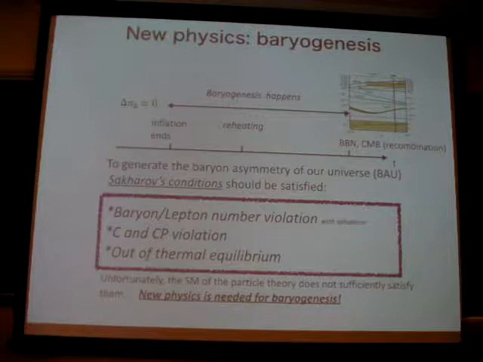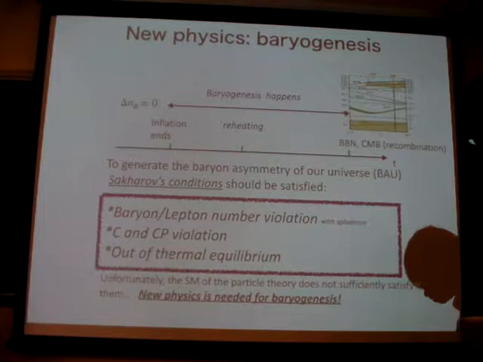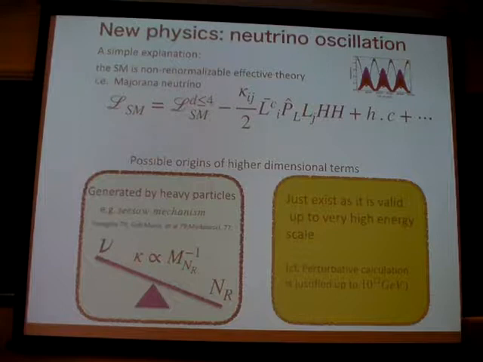So to generate baryon asymmetry, we need new physics. A clear new physics is neutrino oscillation, which means neutrinos have mass. However, within the Standard Model, the neutrino masses are predicted to be zero. So we should explain the mass of the neutrino.